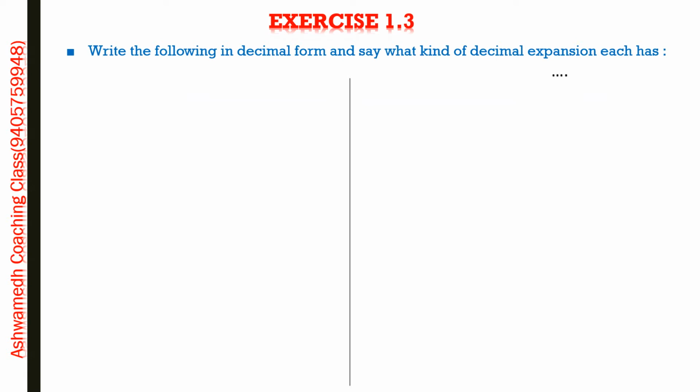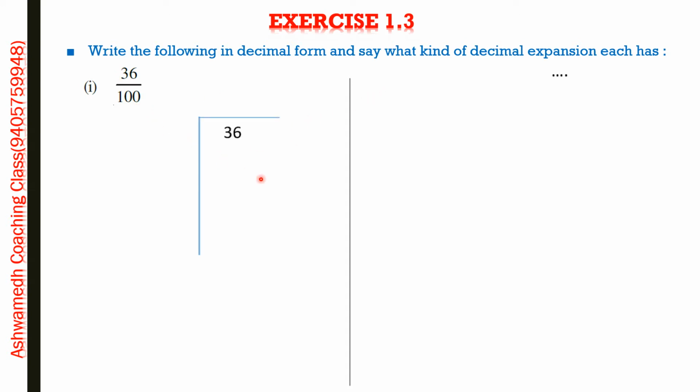Now the first example is: write the following in decimal form and say what kind of decimal expansion each has. Either it is recurring, or terminating, or non-terminating non-recurring, that we will see here. So the first is 36 by 100. Let us find the decimal expansion of this.